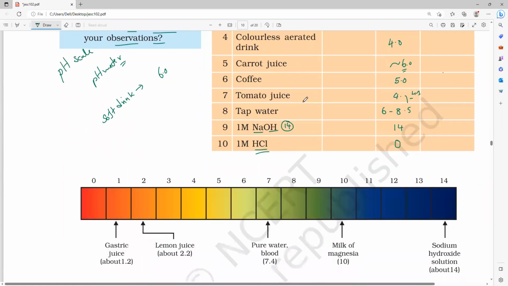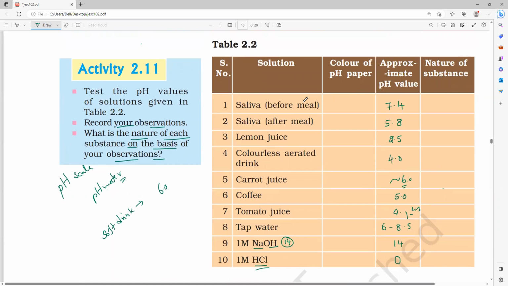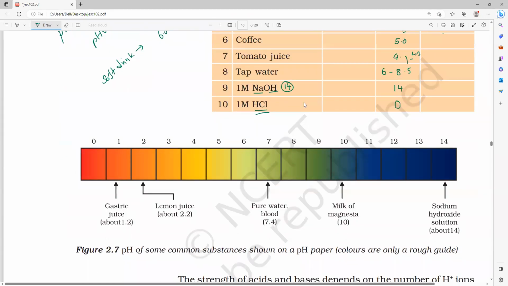Okay, so now, tell me first, all of you. This M means mole. Remember, in class 9th we studied mole. Do you remember, all of you?